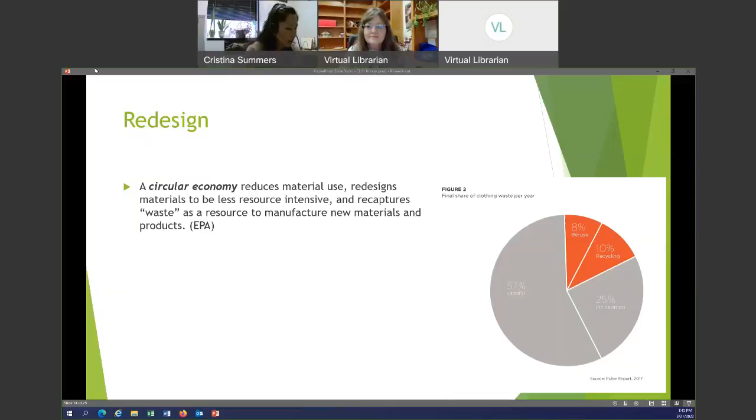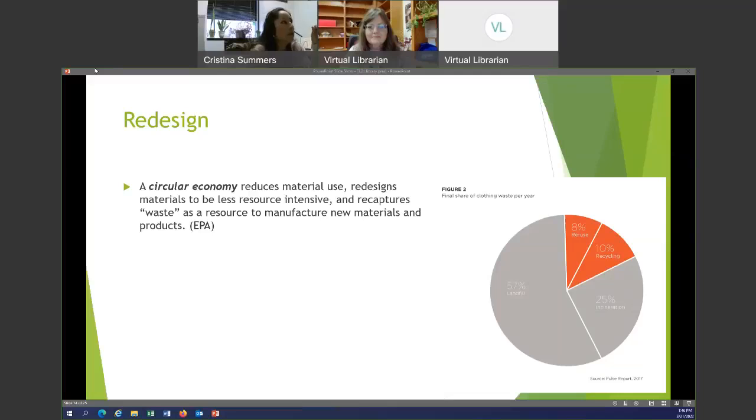So again, products and materials are designed from the outset to be reused, maybe more durable versus being disposable, or able to be repaired or remanufactured somehow. A lot of the consequences of design decisions are made at the designing stage and have environmental impacts later on. So much of it is that initial designing phase.